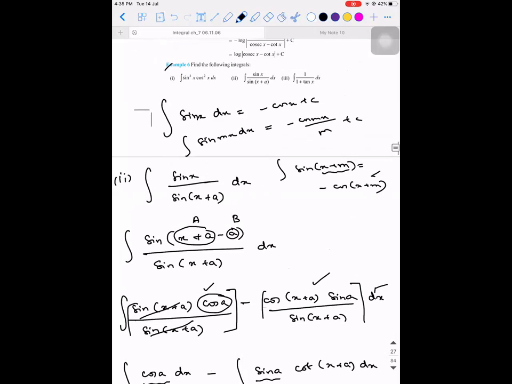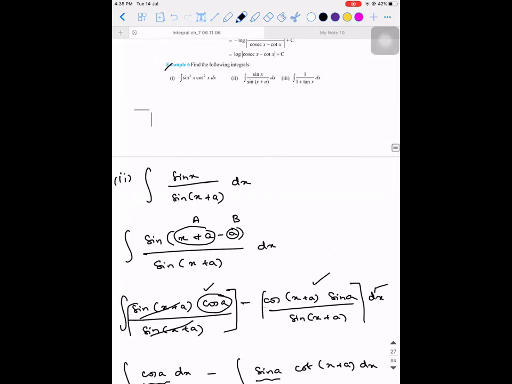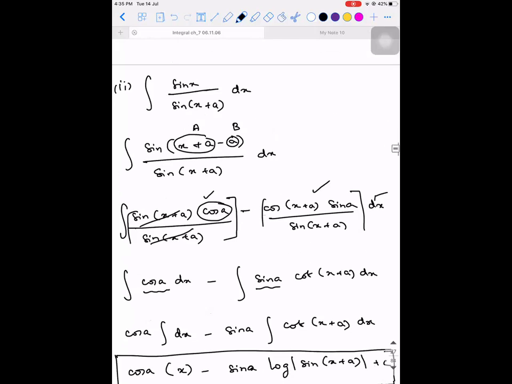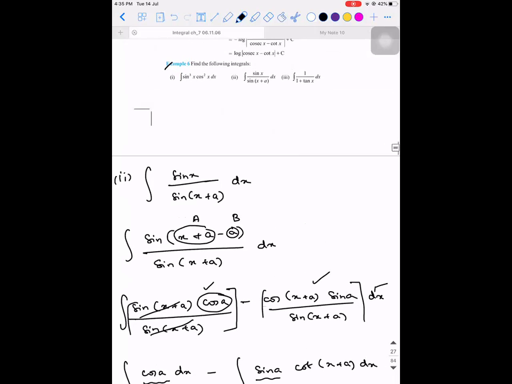Yes, tell me. Sir, if we don't get the idea of taking x plus a and minus a in the numerator, then how should we proceed? This is the only way. See, idea means you should have this point in your mind: integration is about eliminating what? The denominator. So you will get this idea whenever you have the same type of functions in the numerator and denominator.